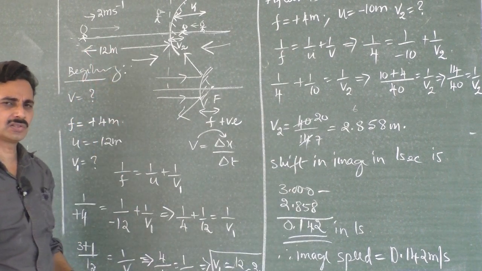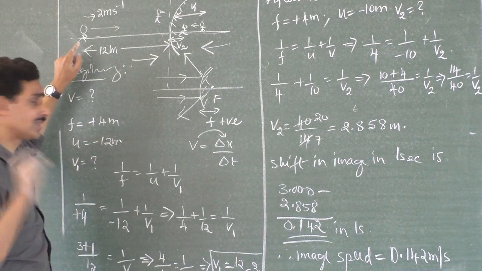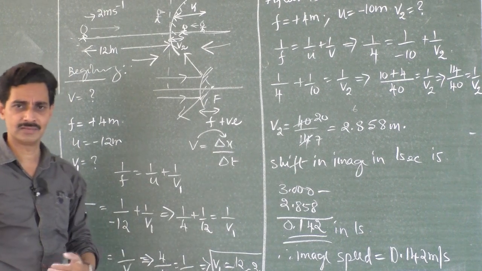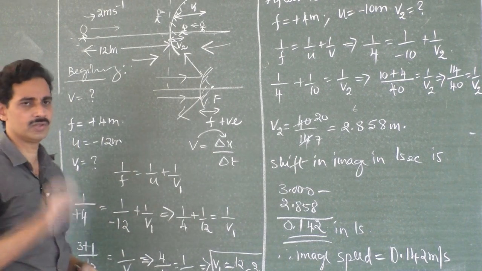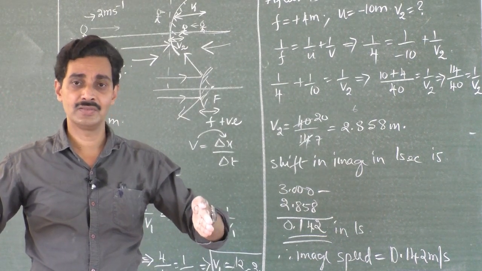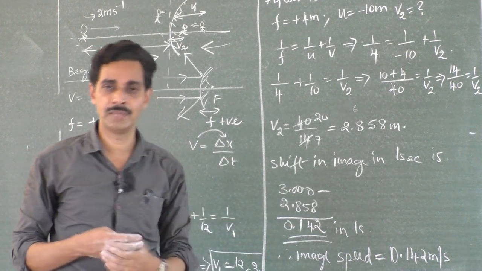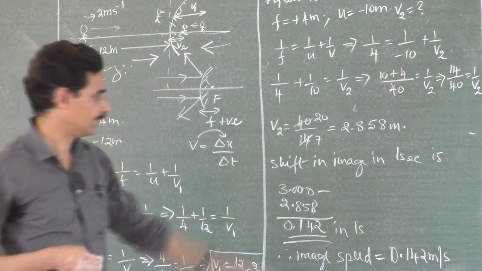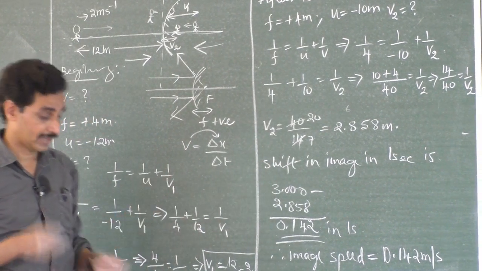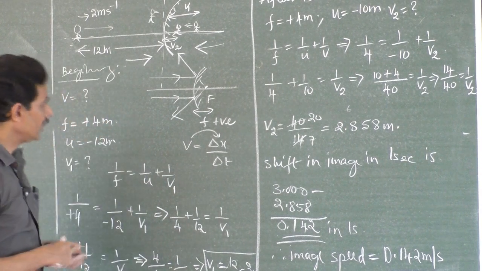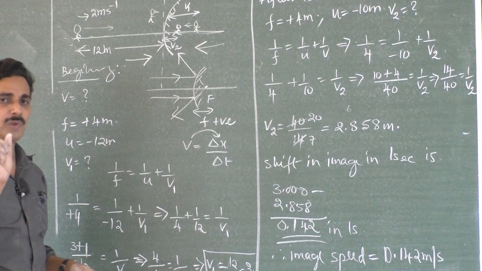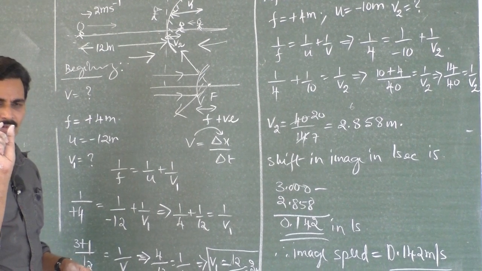Say 0.00001 second. In that time, the object would have moved from 12 meters to 11.999 something like that. Within that gap, you have to find it. It should be as small as possible. If the interval is very large, then the variation will be much more and the answer will not be accurate. So how to get the accurate answer? But this method is not very much wrong. It is very close to the answer. You can follow this. The correct method is differentiation.